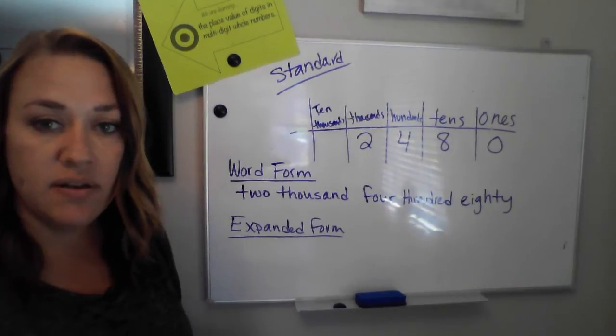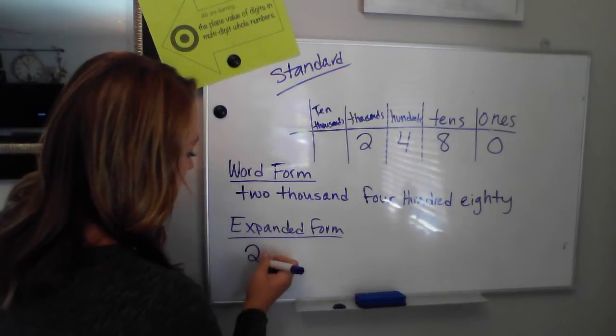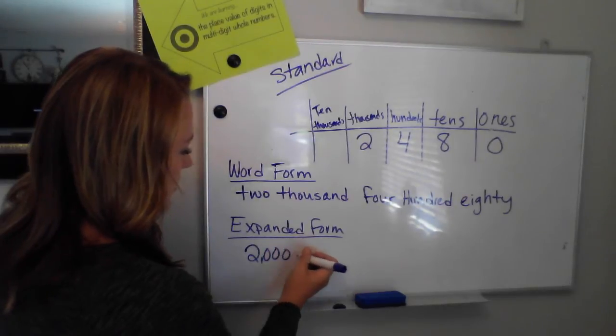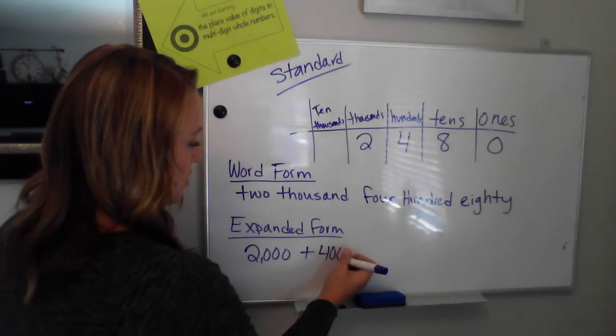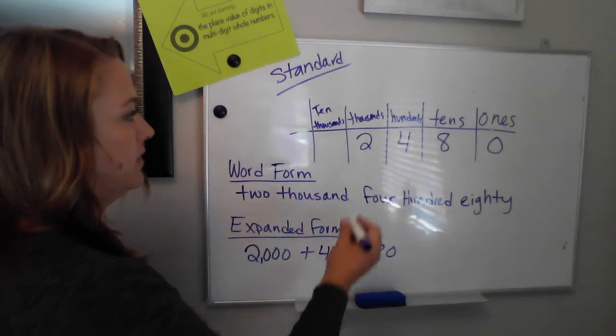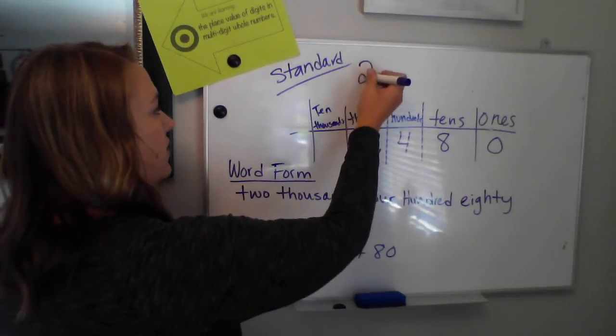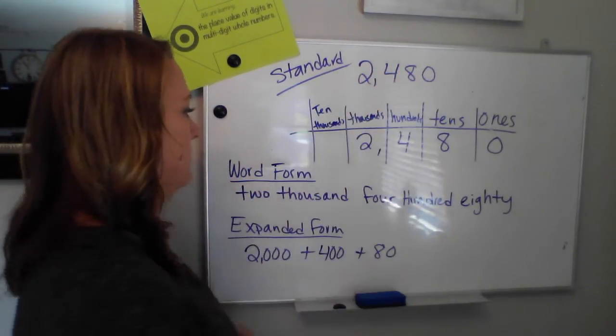Okay, so 2,480, I would write that as 2,000 plus 400 plus 80. 2,480.